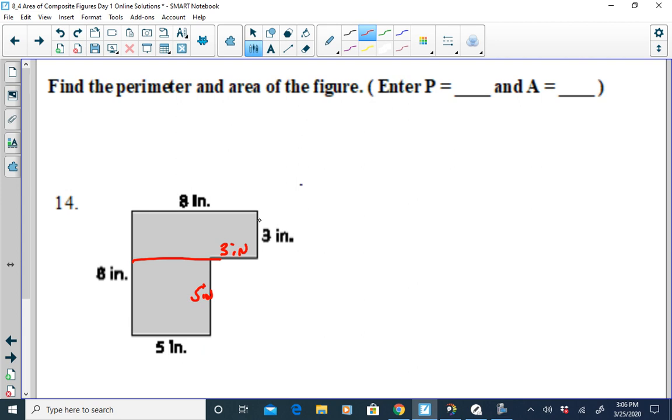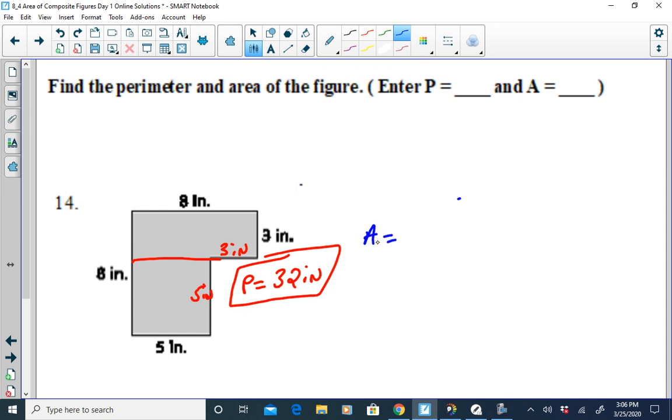So the perimeter is going to be the sum of all of these segments. So the perimeter is 8 plus 5 plus 5 plus 3 plus 3 plus 8. So let's do that. The perimeter is going to be equal to 8 plus 8 is 16. 16 and 10 is 26. 26 and another 6. Perimeter is 32 inches, not squared inches.